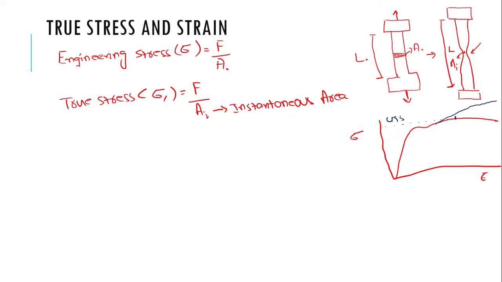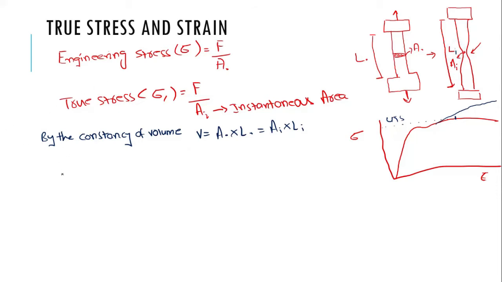So what is the relationship between these two? As we know that true stress equals force divided by instantaneous area, but obviously the volume remains constant, so we can say by the constancy of volume, V equals initial area into the initial length, A naught dot L naught, equals instantaneous area and instantaneous length, that call it Li, right?